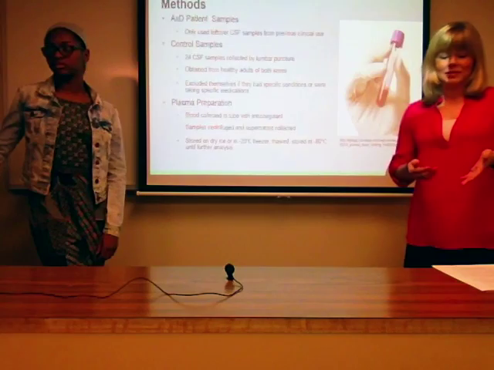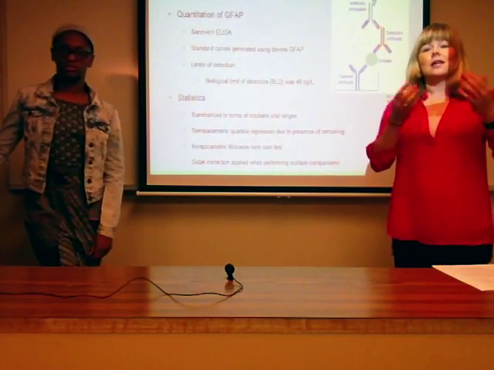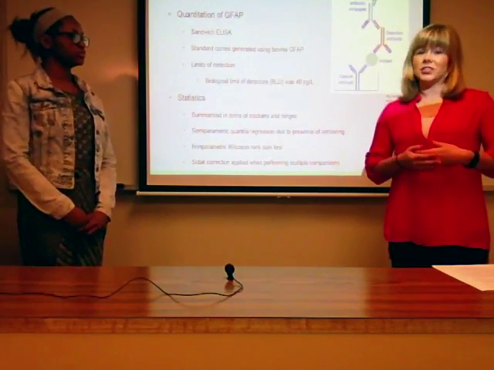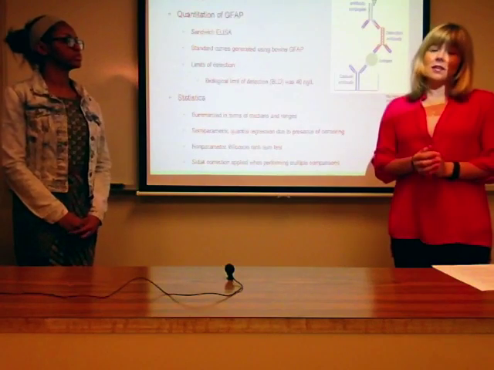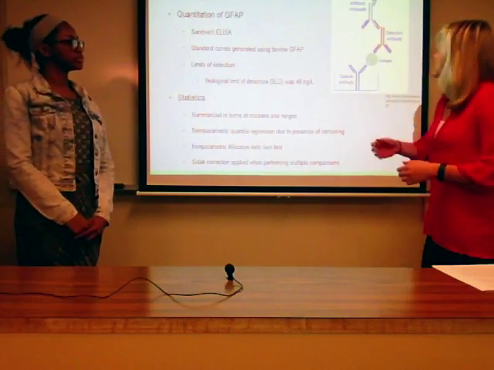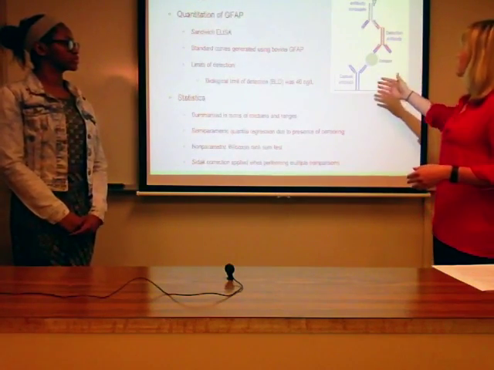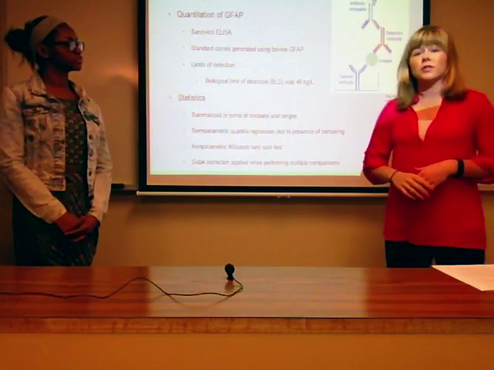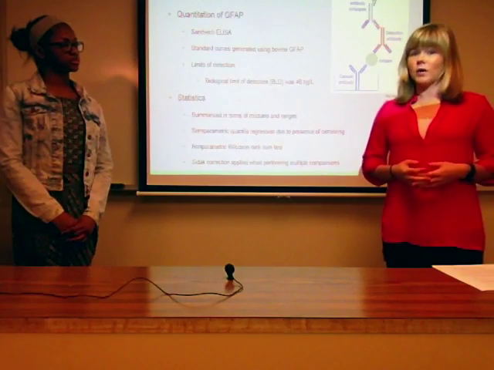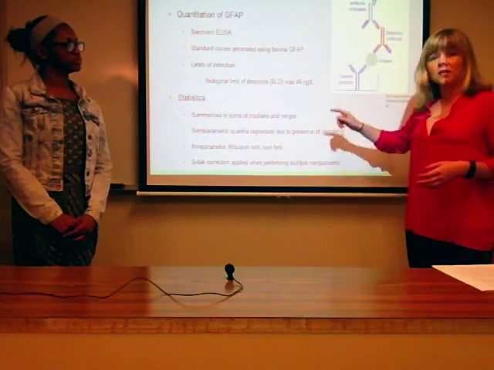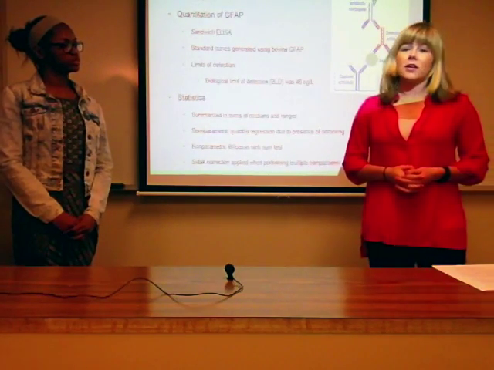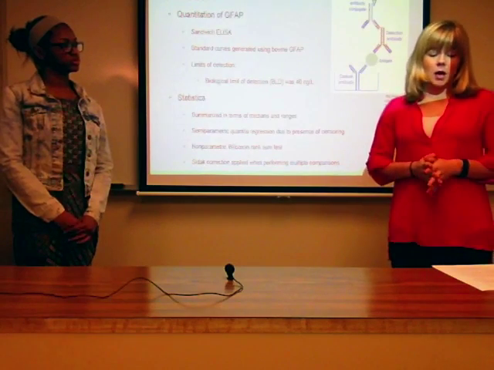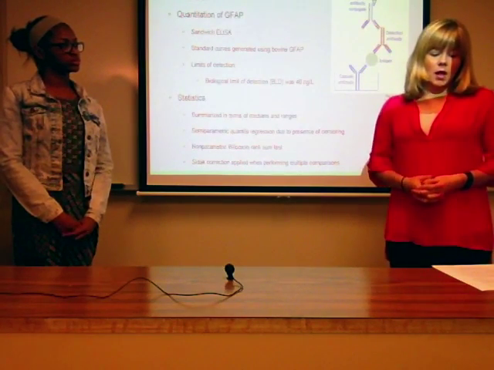until further analysis. And so then next was the quantitation of GFAP. And they did this using a sandwich ELISA, which this picture shows how that works. It's through the use of antibodies and conjugate proteins so that you can quantify how much of a protein is present. And then they also generated standard curves using bovine samples.